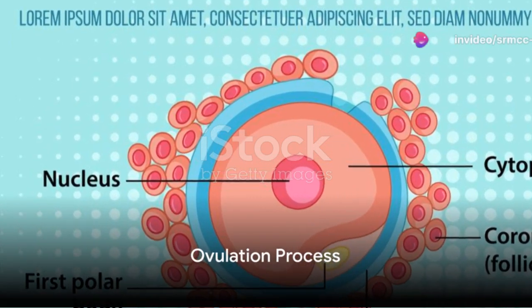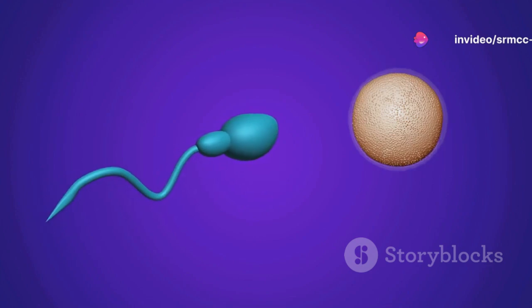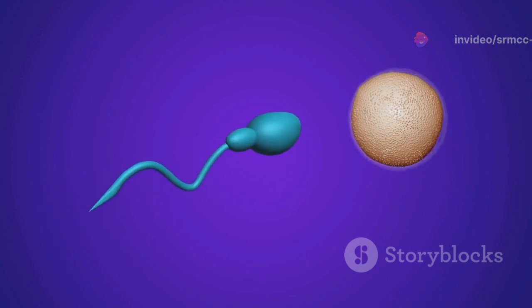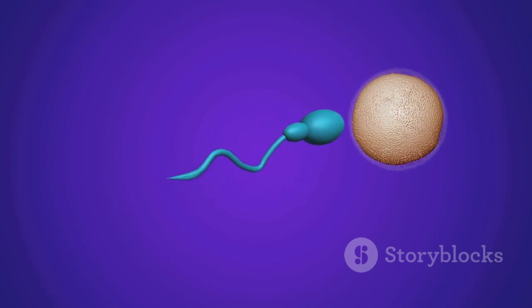Ovulation is the release of an egg from one of the ovaries. It often happens about midway through the menstrual cycle, although the exact timing may vary. In preparation for ovulation, the lining of the uterus thickens.